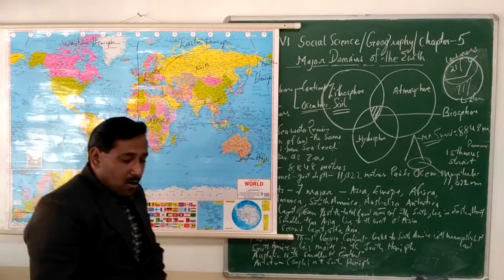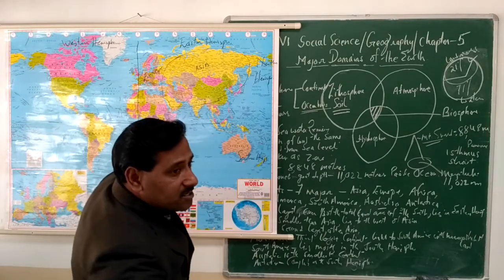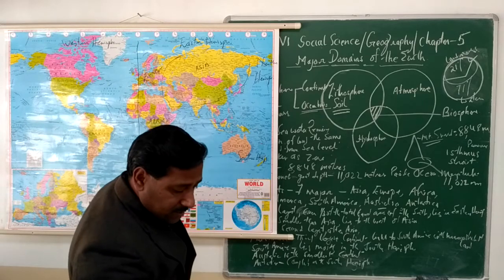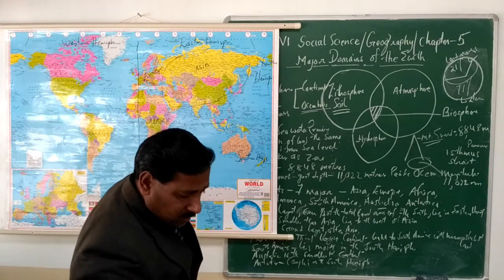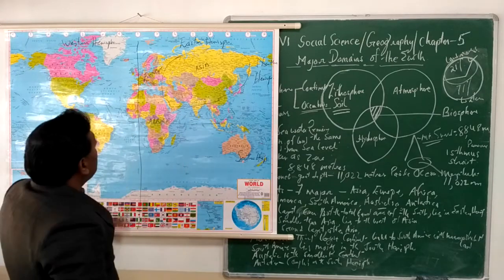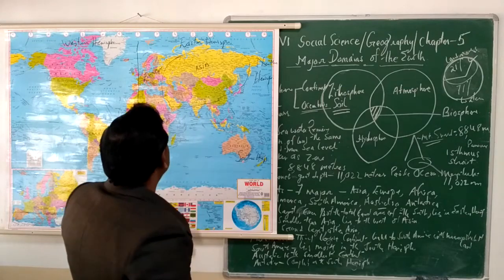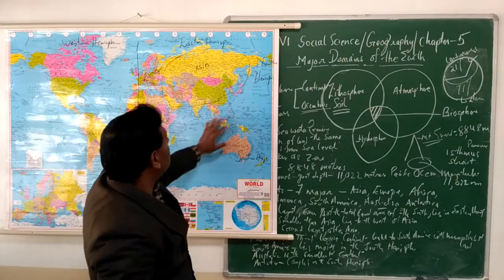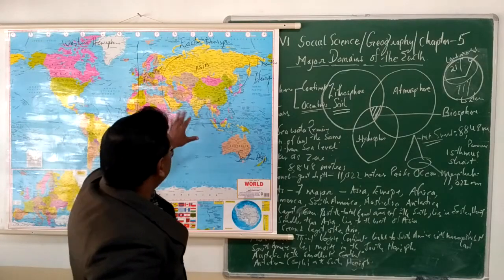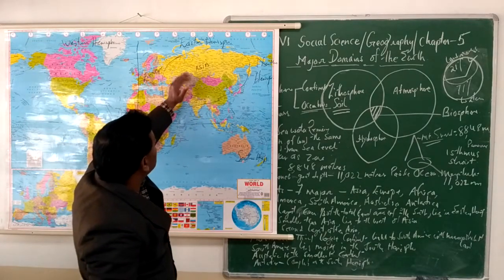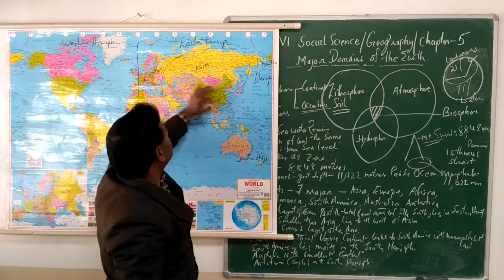So we were talking about Asia. This is your largest continent, and it covers 1/3 of the total surface area of the available land surface, and it lies totally in the eastern hemisphere. So you will find it in the eastern hemisphere.